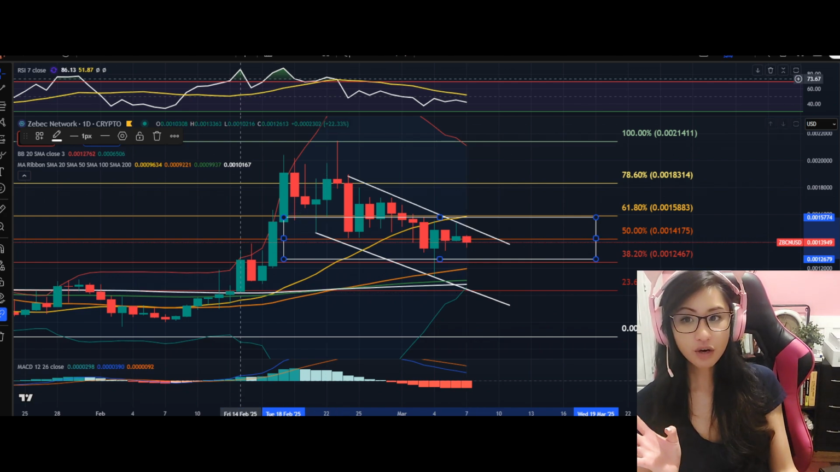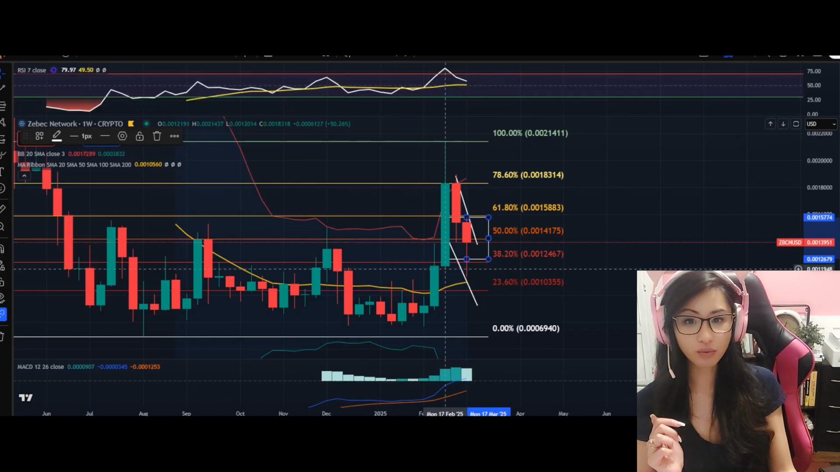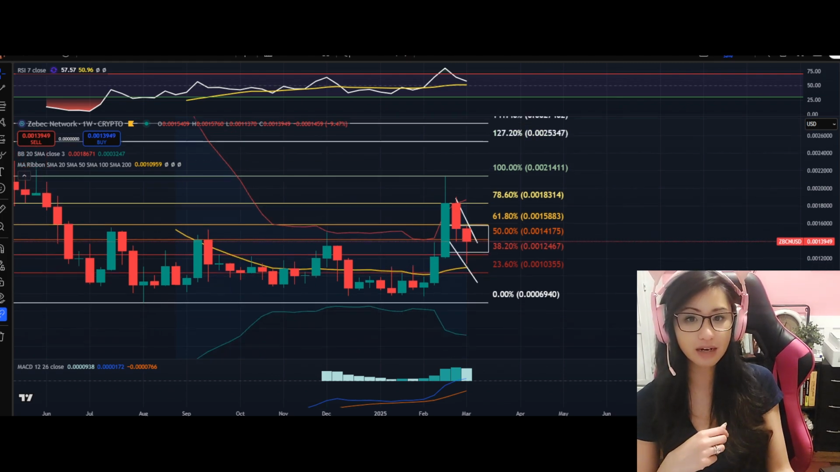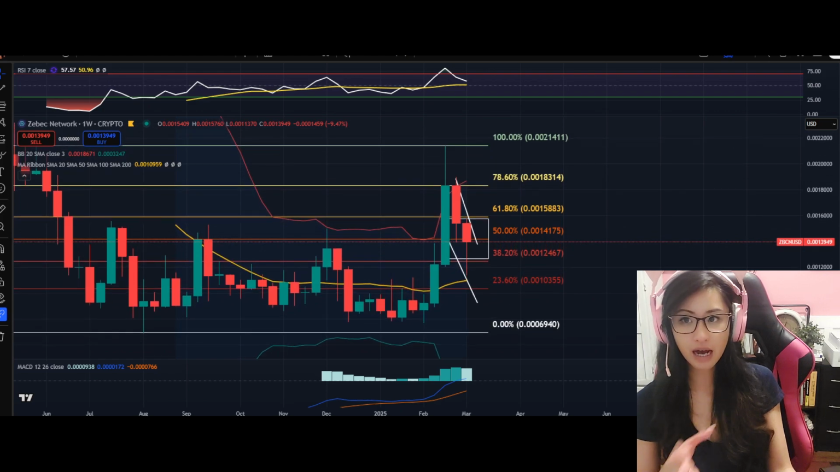So even though we're seeing this correction on the weekly time frame, it doesn't necessarily mean that we've moved and shifted from a bull marketplace to a bear marketplace. We're still in a bull marketplace here for Zebec.